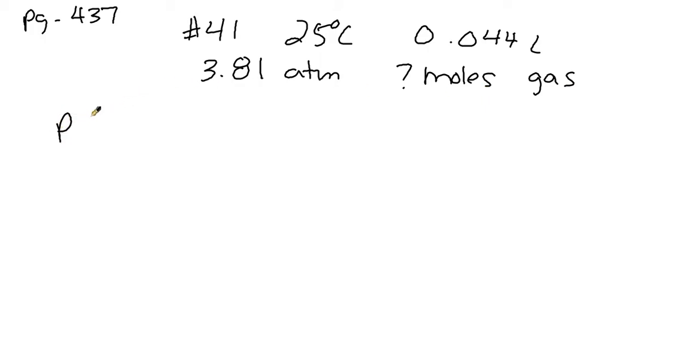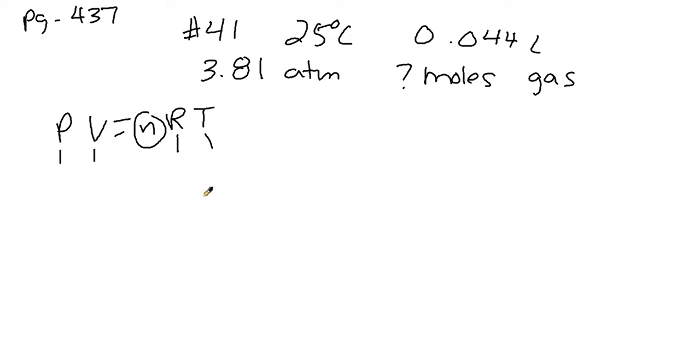All right, so let's look at our PV equals nRT here and see what we have. We have pressure, the 3.81. We have a volume, the 0.044 liters. We always have our constant, which we can choose, the 0.0821 or whatever, depending on what we have. And temperature, we have 25 degrees Celsius, which we can change with the 273 conversion to Kelvin. So we're looking for moles.